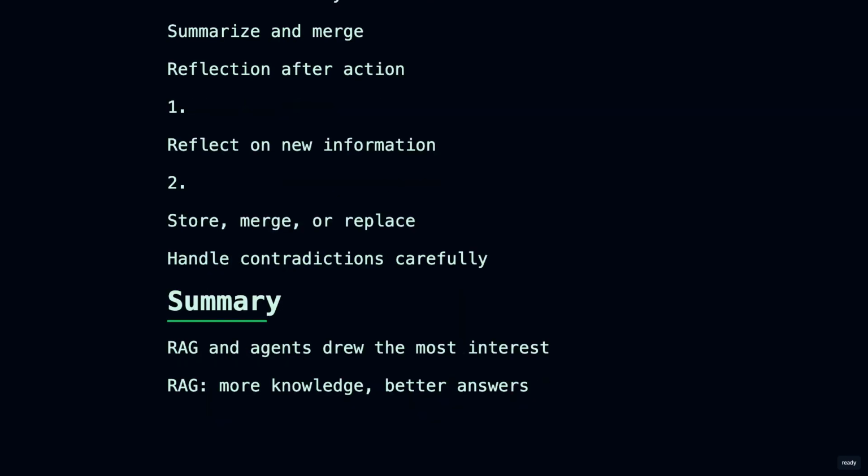RAG came first in the chapter because it solves a very common problem. Models often need more background knowledge than fits in context. By retrieving relevant information first, systems like copilots and research assistants can answer better, use information more efficiently, and reduce cost.